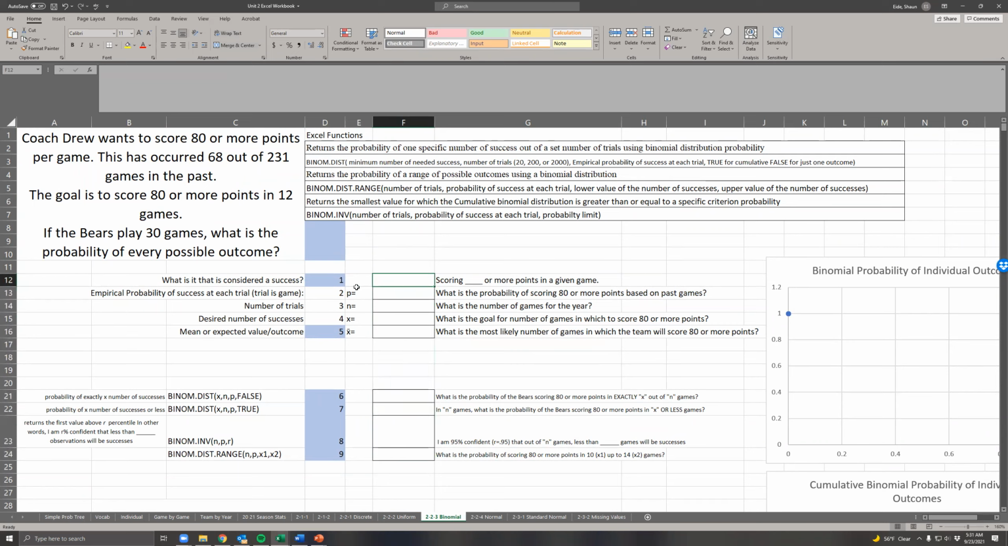Okay, so first of all, what is considered a success? You're looking right here: scoring blank number of points in a given game or more. You're going to want to put in there what is considered a success. So the goal is to score blank number of points. I'm going to use a hypothetical number because I want you to do this by yourself and I don't want to just give you all the answers. So let's say 60 or more points in a given game.